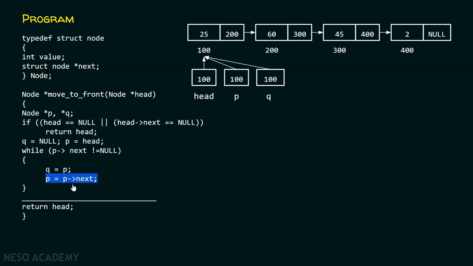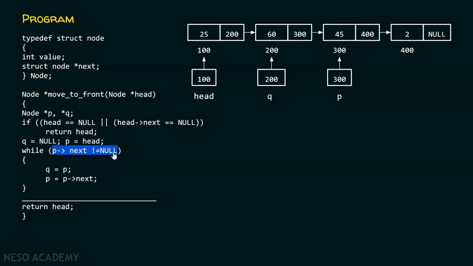After this, we will update our P pointer so that it can point to the second node of the list. Then after that, we will again check this condition. Is P next equal to null? Again, P next is not equal to null. We'll get inside. We'll update our Q pointer so that it can point to the second node. And we will update our P pointer so that it can point to the third node. Now again, we will check this condition.